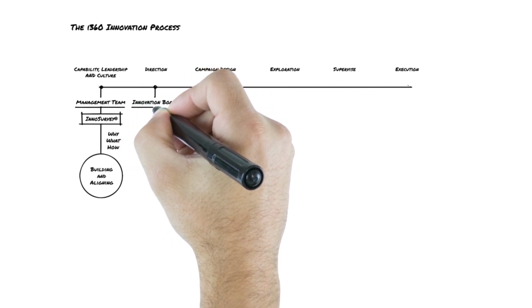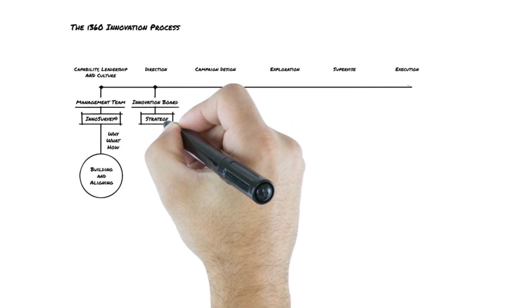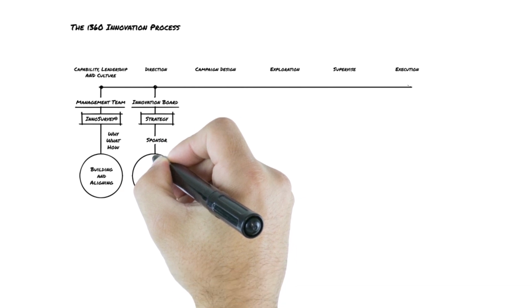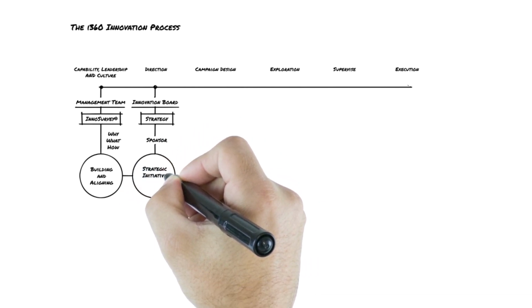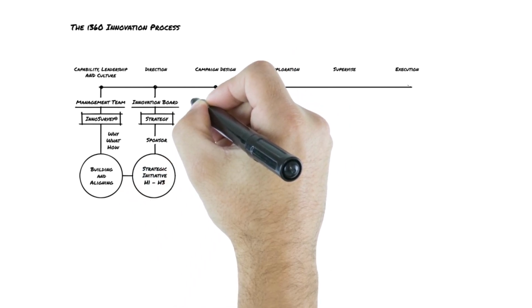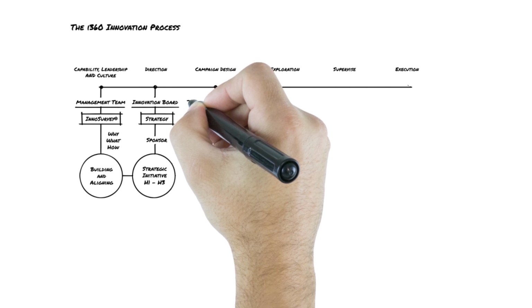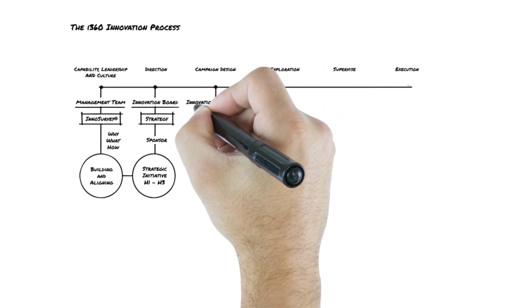The second step is about direction. And for that you typically have an innovation board that links the strategy of the organization with strategic initiatives in the first, second and the third horizon. These initiatives are typically linked to campaigns. And there are two types of campaigns.